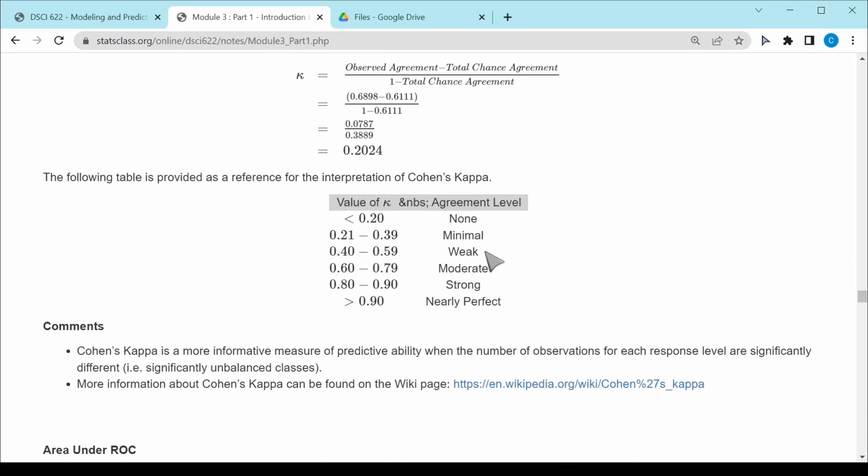There are tables that are cited for Cohen's Kappa. Here is one that I just grabbed. If it's less than 20%, then they say that you have not much agreement or minimal agreement. Here I'm basically right at that none to minimal agreement. And as it gets closer to 1, you have nearly perfect agreement.